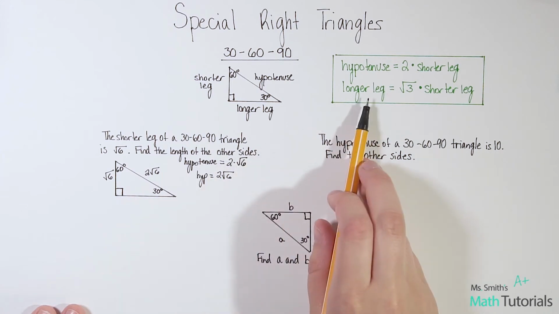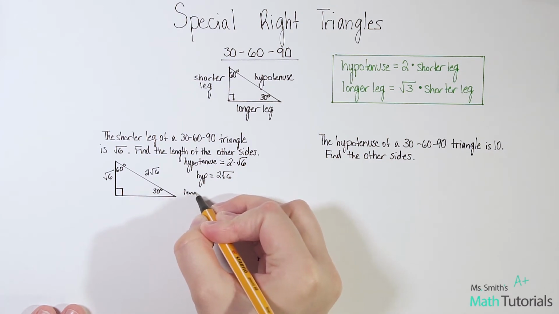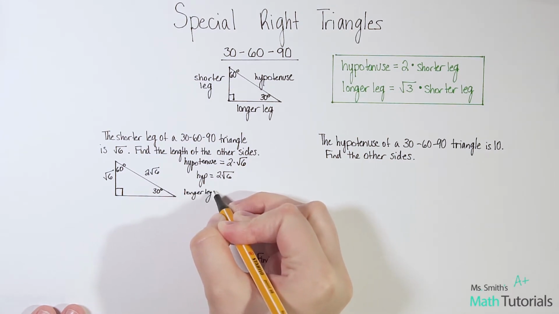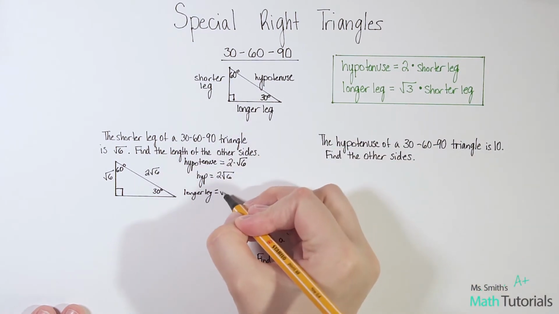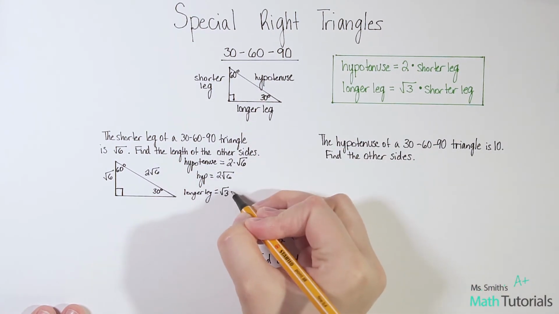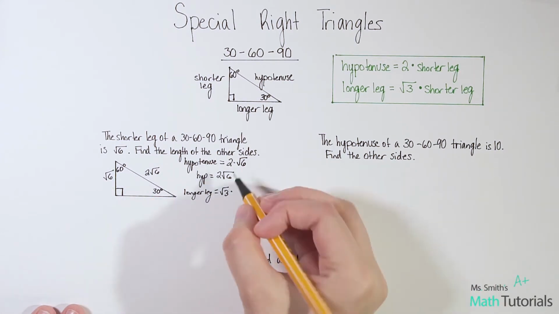So now I'm going to come to that other rule. The longer leg, that's what I'm looking for, so let's write that. Longer leg equals square root of 3 times the shorter leg. And the shorter leg they gave me, that's square root of 6.